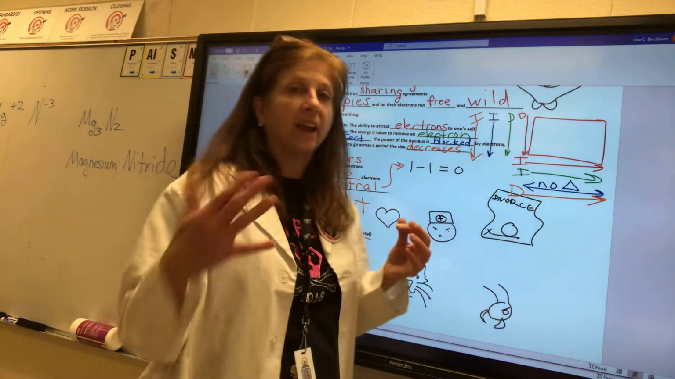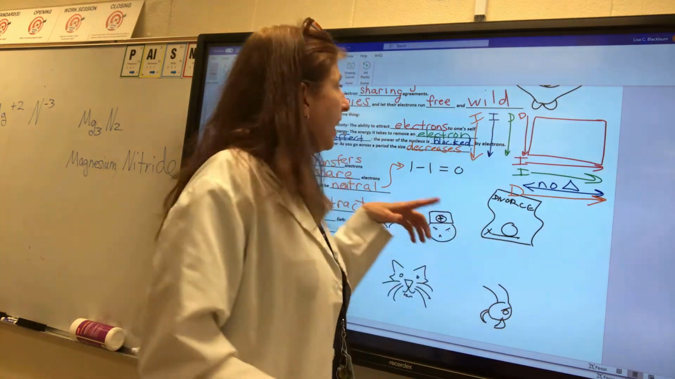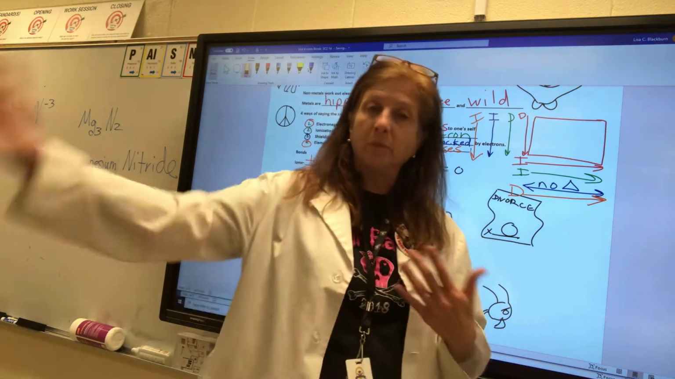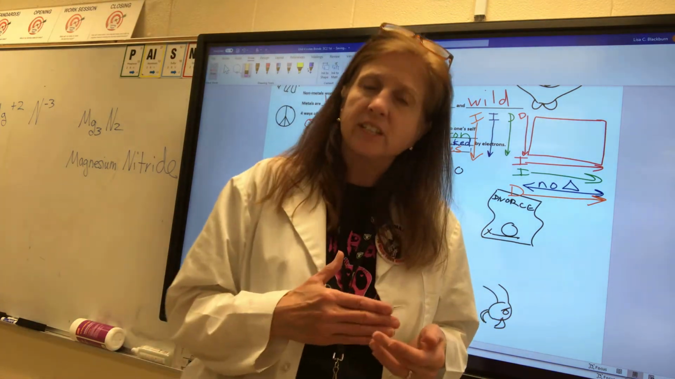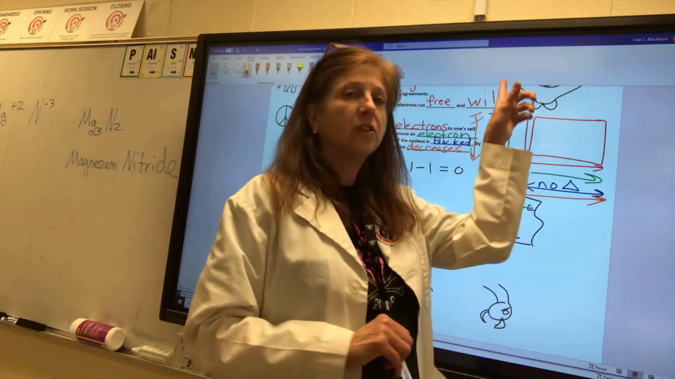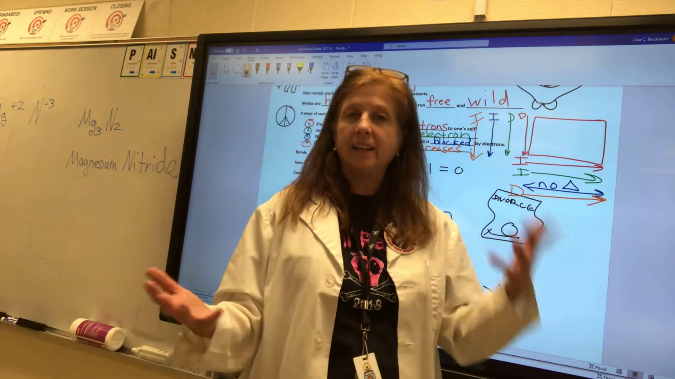The next way of saying the same exact thing is ionization energy. Ionization energy is the energy it takes to remove an electron. How much energy does it take to steal that little electron? Well, as you go down a family, it decreases, and it's easier.